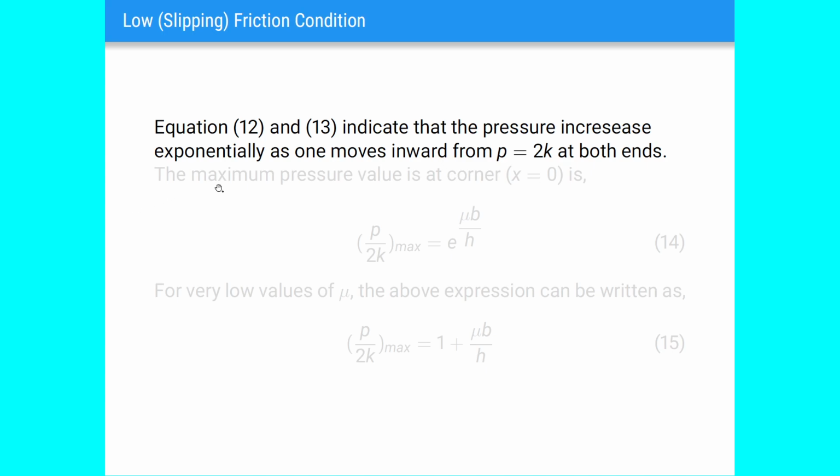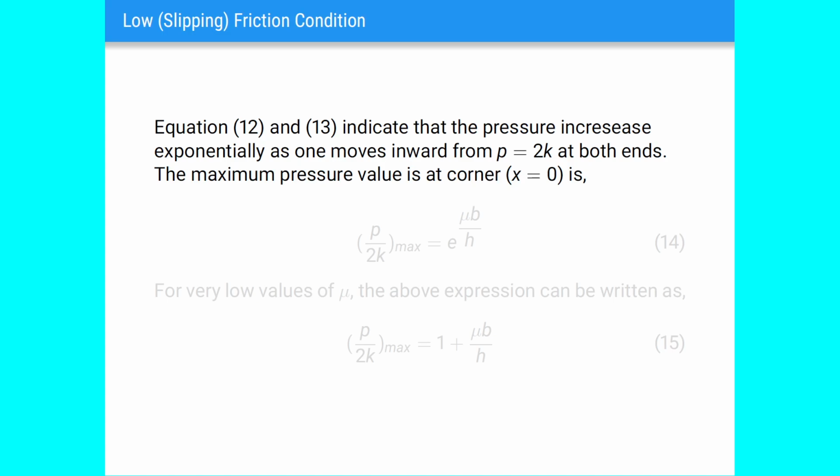Okay, so the maximum pressure value is at the center. This is a typo error. The maximum pressure value is at the center, that is at x equal to 0. This is not the corner, this is at the center. Let me note it.